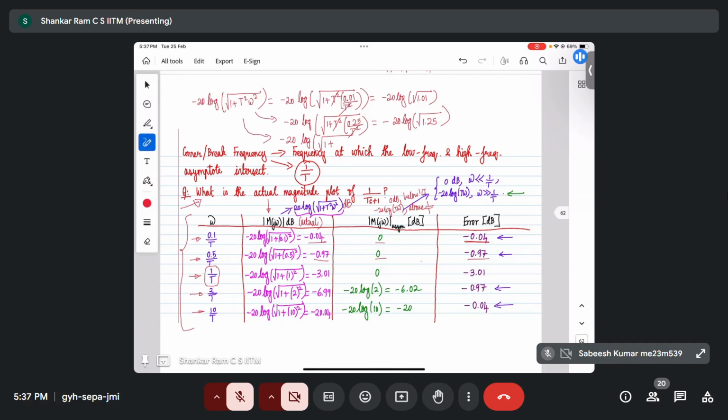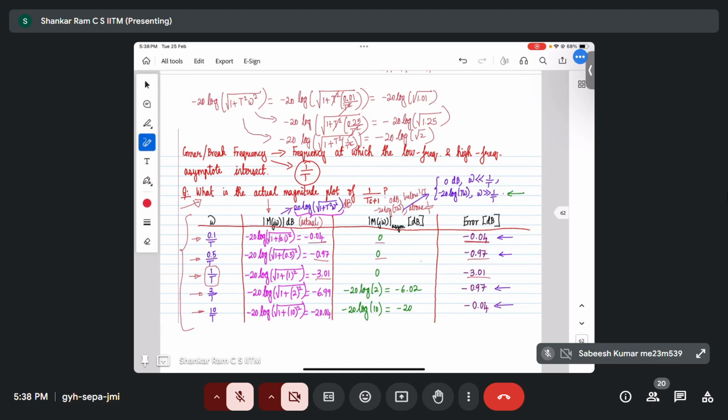So this will become t squared times 1 by t squared, right? So what you're talking about is 2 by t, correct? But let's go 1 by t. So we'll get minus 20 log to the base square root of 2. Okay, that will be minus 3.01 decibels. So the difference becomes minus 3.0.